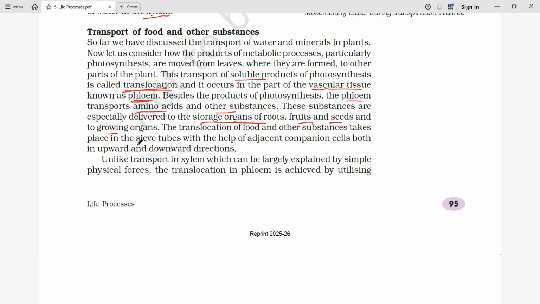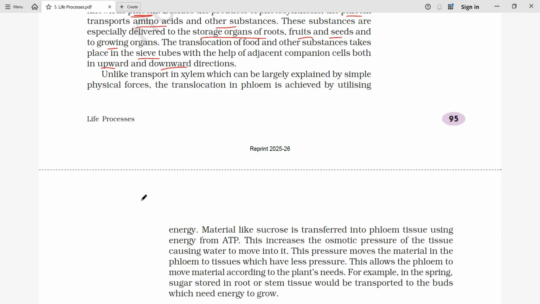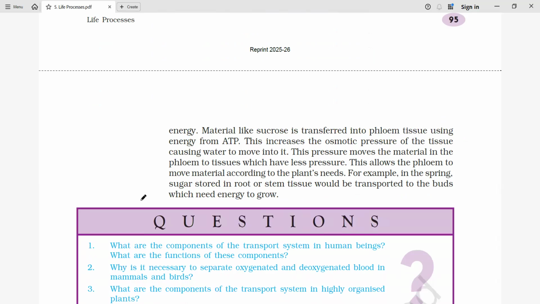So finally, the sieve tubes help to adjust the companion cells both in upward and downward direction, since from the leaf it will go to the different parts. So what was it through the xylem when transportation takes place? It was quite simple. It was moving in the upward direction, right. Okay. So finally, materials like sucrose are transferred into the phloem tissue using energy from ATP. ATP we have seen earlier. Okay. So this is adenosine triphosphate.